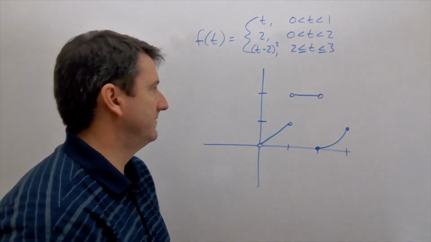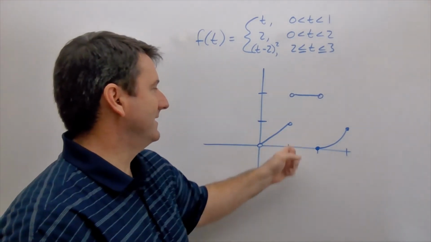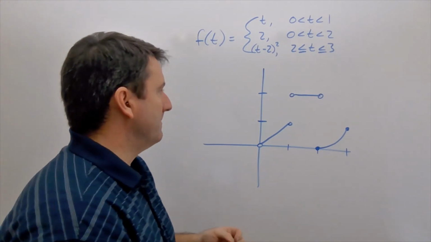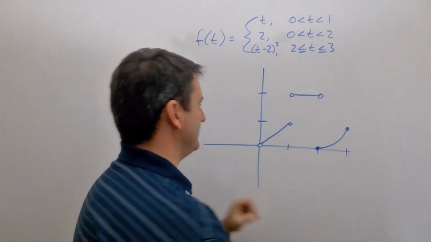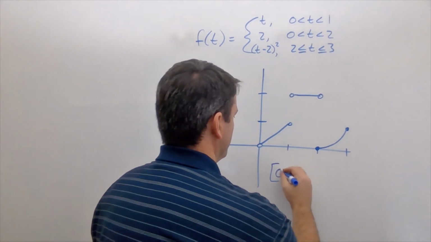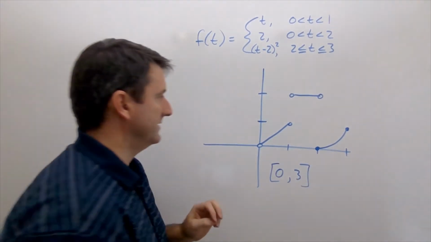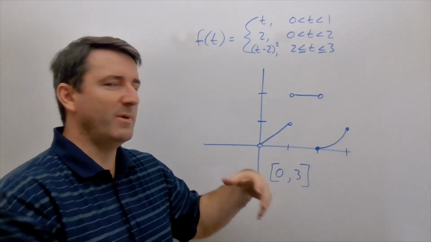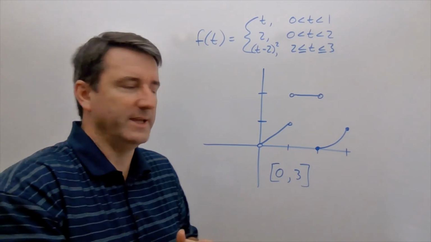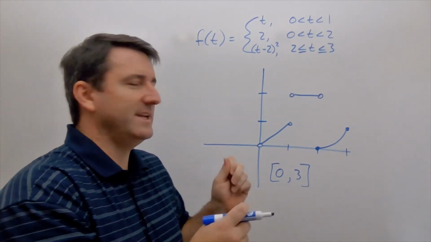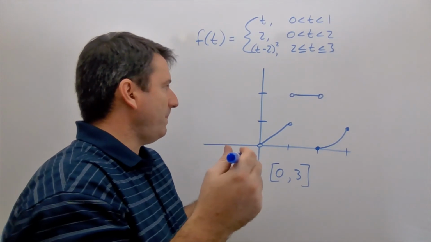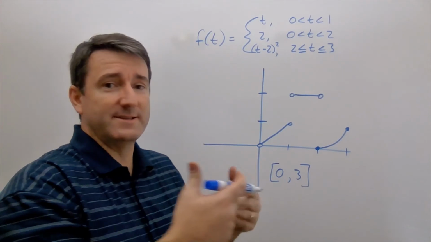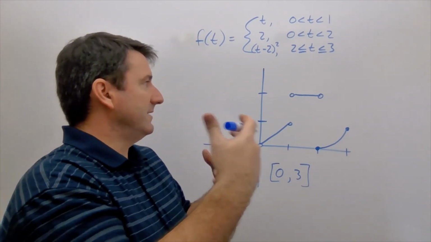Now, what about at t equals 1 and at t equals 2? Can we say that this is piecewise continuous on the interval from 0 to 3 inclusive? And the point here is that, remember, for continuity, we said that something is continuous as long as both of the one-sided limits exist and they're the same.